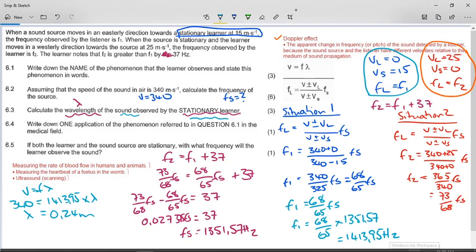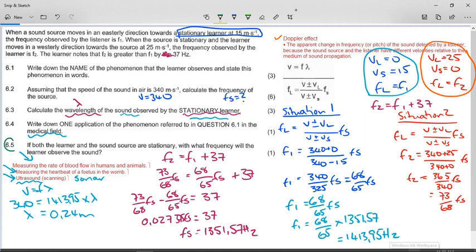Okay, now it says to you, write down one application of the phenomenon referred to in question 6.1 in the medical field. This is measuring the rate of blood flow in humans and animals, measuring the heartbeat of a fetus in the womb, which is an unborn baby, yes, and ultrasound scanning to look for different things. Sometimes they say you're going to the hospital for a sonar, so I would be inclined to accept the word sonar, but in actual fact it's called an ultrasound. I think in the old days they used to call it a sonar, so if you're old like me you will call it a sonar, but in fact it is an ultrasound.